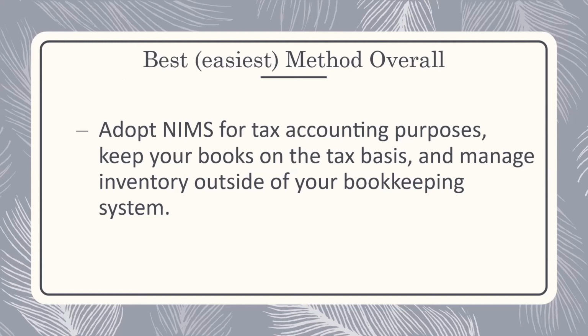So the best, easiest method, overall winner for the year, is to adopt the NIMS for tax accounting purposes, and I'm going to give you a template for how to do that. Keep your books on the tax basis. This is very common for small businesses, very simple, very cost effective. And then manage your inventory outside of your bookkeeping system, which is not ideal, but this is the best overall method. Most generic, best all-purpose recommendation I can give to you.